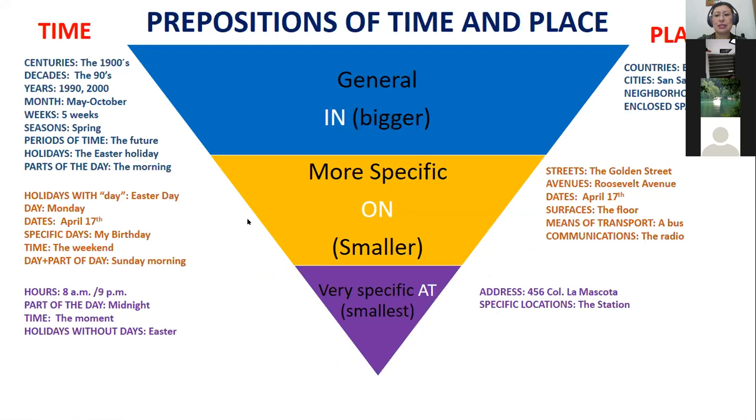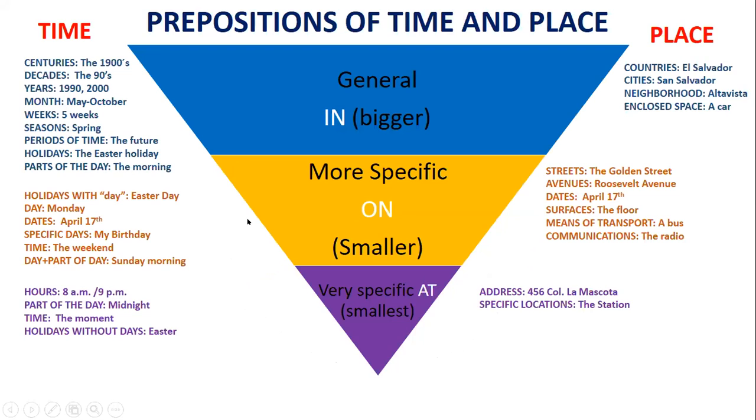I like this because in this picture you can see the way they are used as prepositions of time and place. Me gusta este, this is an inverted triangle. Es un triángulo invertido, ¿verdad? Y me gusta porque nos muestra, ¿verdad? Cómo utilizamos las prepositions of time, de tiempo, and place, lugar.